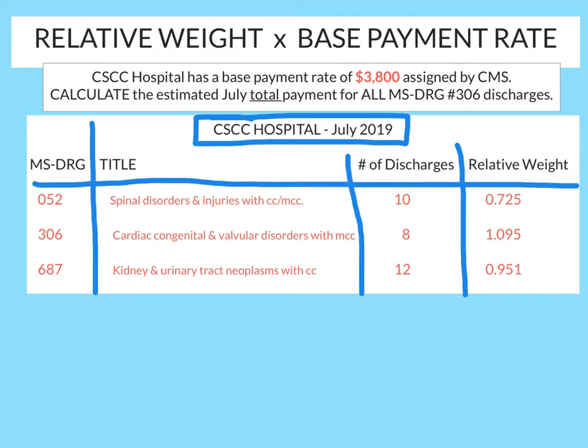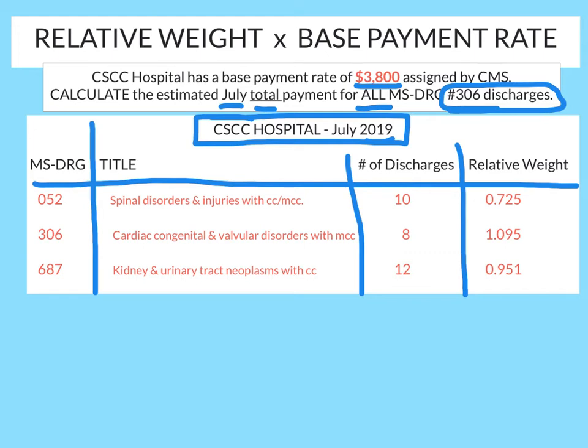Here we have the Columbus State Hospital. They have a base payment rate of $3,800 assigned by CMS in 2019. Calculate the estimated July total payment for all MSDRG number 306 discharges. So we're just taking a look at one MSDRG category from this table.